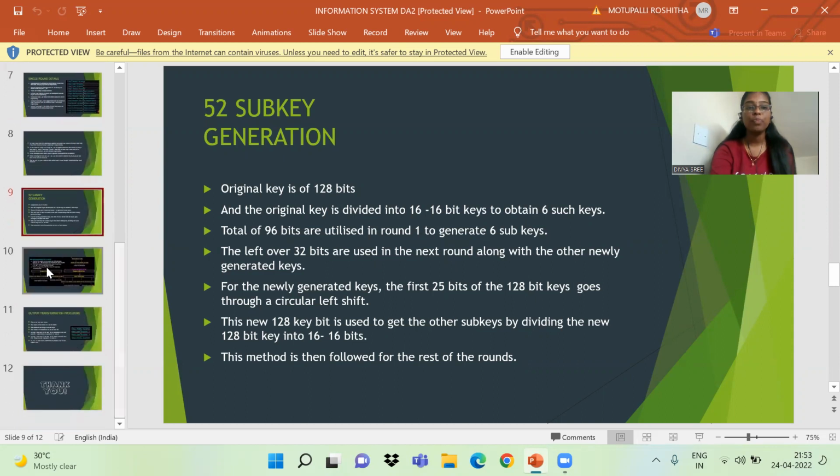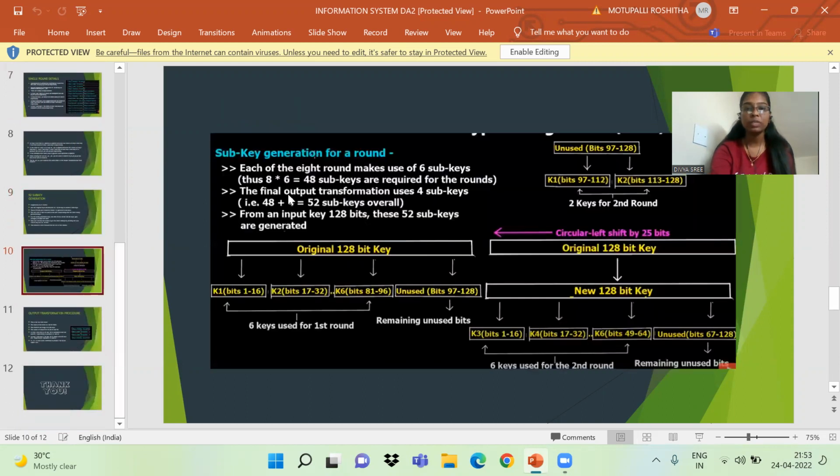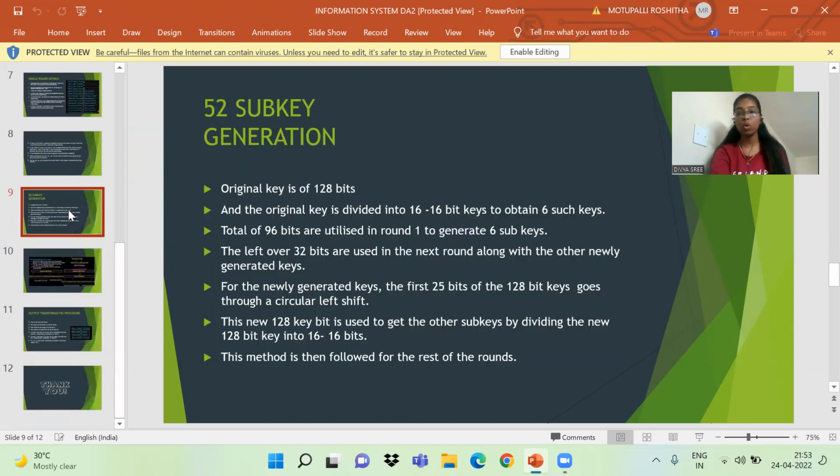To generate this round function, as we have discussed here, we require only 4 subkeys. We will be left over with 2 subkeys. So for round 2, we will be using the same 2 keys and we will be generating 2 more such keys to get the 4 subkeys for the second round.